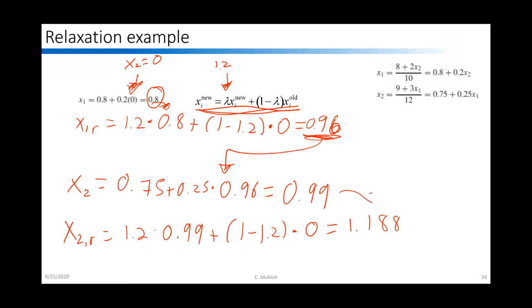So you see, in both cases, when I compare the two, I'm moving faster away from that initial guess of 0 than I would have if I had just done strict Gauss-Seidel, right? So hopefully this is going to get us to our solution faster.